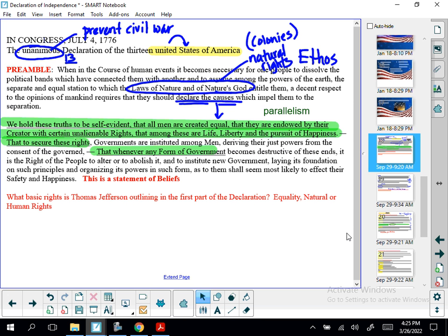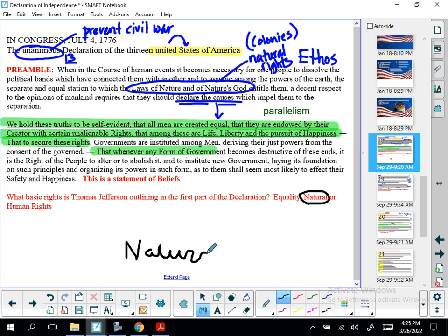And the answer to that is natural rights. So I want you to write that he is talking about natural rights. I'm going to try to do this with the cursor. I know none of you can read cursive anyway. Not too bad. Natural rights. Rights given to us by God and not by man.